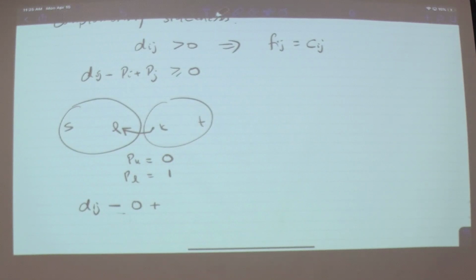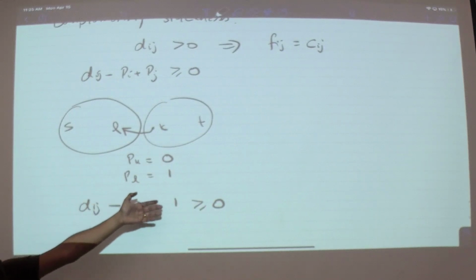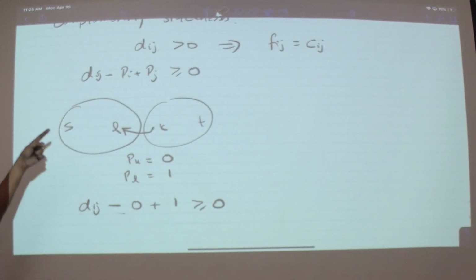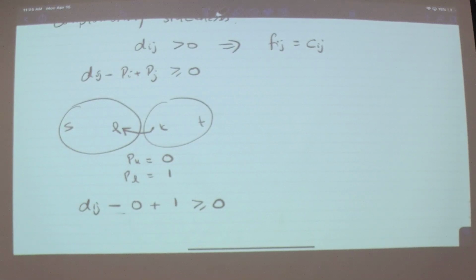Oh yeah, minus 0 plus 1 is greater than or equal to 0. But this means that this inequality is not tight. Right? If Dij minus 0 plus 1 is greater than or equal to 0, then Dij plus 1 is greater than or equal to 0. Whatever Dij is, this is going to be strictly more than 0. So this is strict. If this is strict, then by complementary slackness, this means that the corresponding variable must be 0.